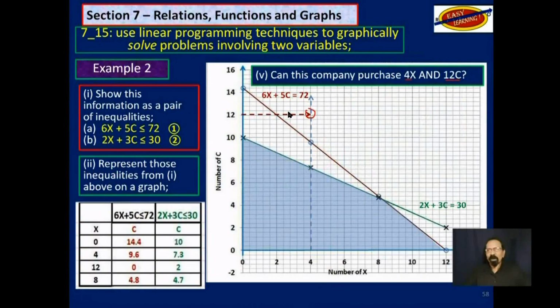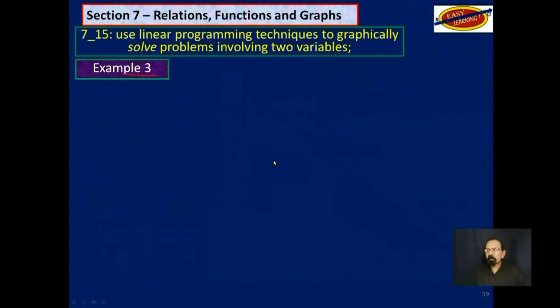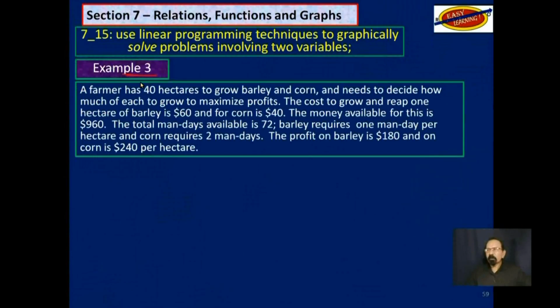Obviously, now we are outside both cost and maintenance. Example 3. A farmer has 40 hectares to grow barley and corn and needs to decide how much of each to grow to maximize profits.